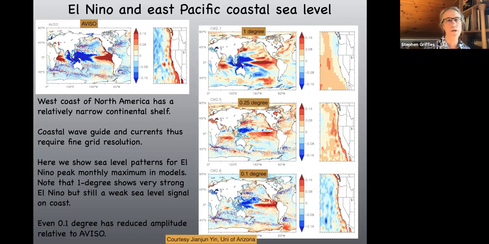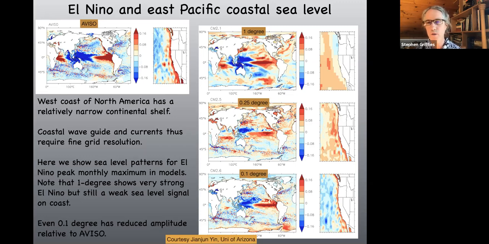So this picture here shows a regression analysis between El Nino and sea level. Actually, it's a sea level pattern for El Nino, which is not a regression, but a peak monthly maximum in the models, as well as in the observations. The top left, the ENSO observations, you see the big picture is the typical sea level pattern from El Nino. But if you zoom in to the west coast of the US, you see a rise along the west coast: Washington, Oregon, California, Baja California. Now, what do we do in the models?